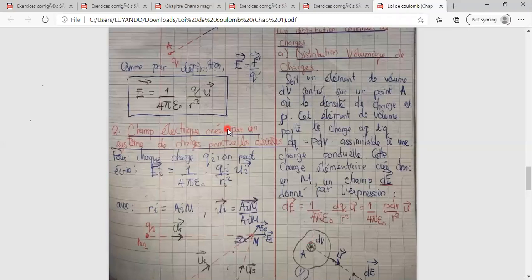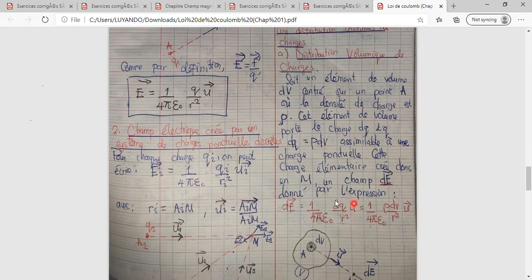So now, instead of a point charge Q, we're trying to calculate E at a small charge dQ, a petite charge. So we have dE equal to 1 over 4 pi epsilon 0 dQ, because we're not finding it at Q, we're finding it at dQ. So dE is equal to 1 over 4 pi epsilon 0 dQ over r squared u.